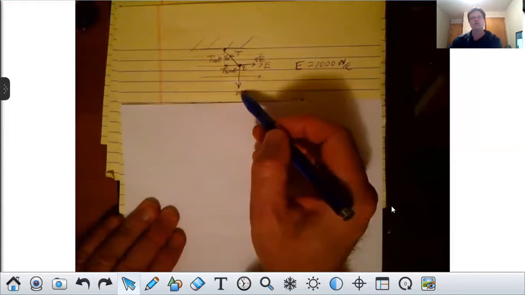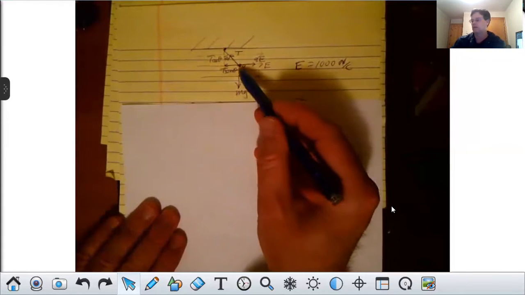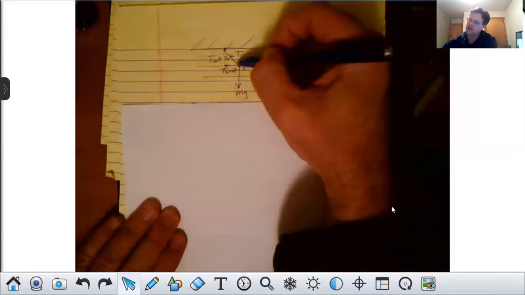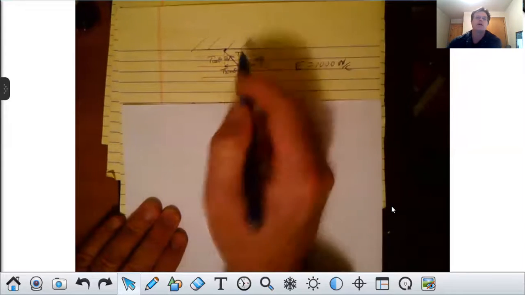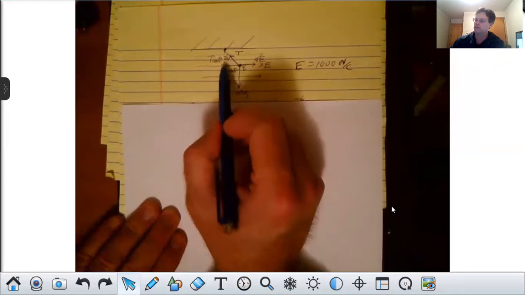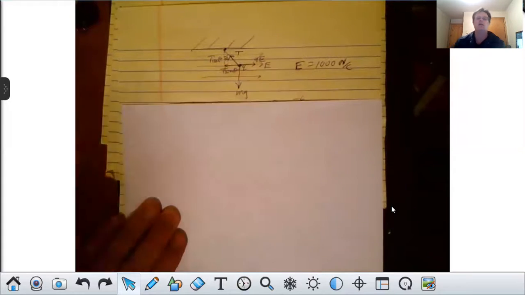So I've got three forces now: mg going down, QE going to the right, and the tension at an angle. The angle might not be totally clear in the picture, I should have drawn it bigger, but this is the angle theta I'm defining from the vertical to the tension, or the string, in the picture.